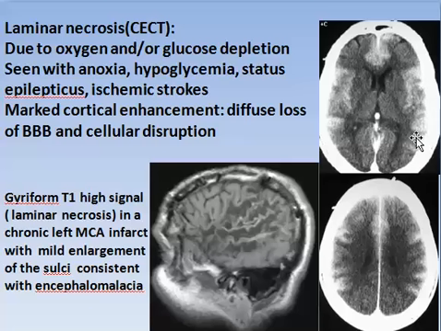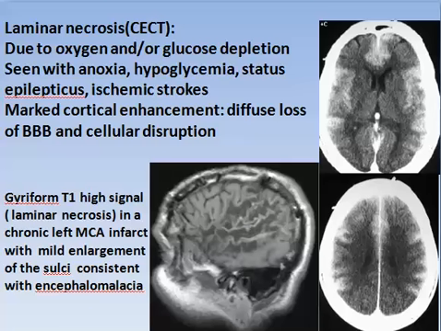This is called laminar necrosis. So laminar necrosis is the contrast enhancing cortical tissue. In MRI, it appears as T1 hyper signal, high signal intensity, these lines, in chronic left infarct with mild enlargement of the sulci and associated encephalomalacia in between.